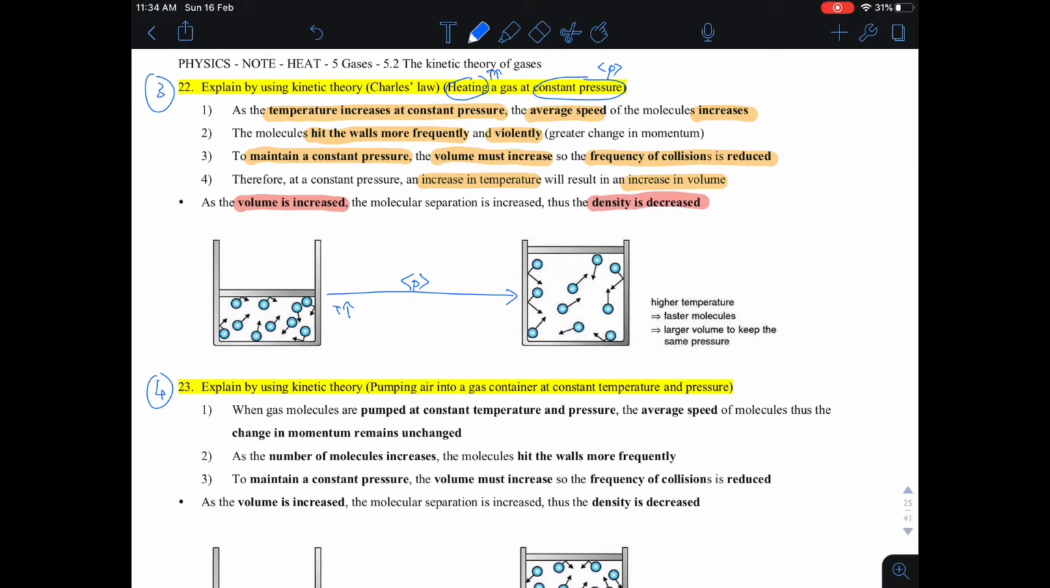And we use some simple symbols here to help us. Temperature increases, average speed increases, frequency increases, momentum change increases, pressure is in fact increasing. But then to maintain constant P, what you need to do is the volume must increase. So that's it for the whole situation for Charles' law.